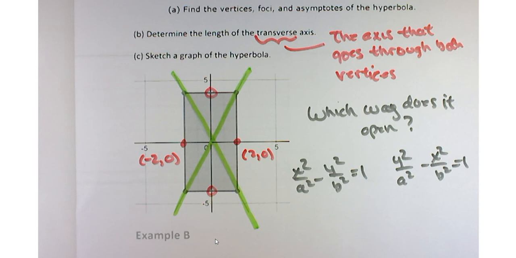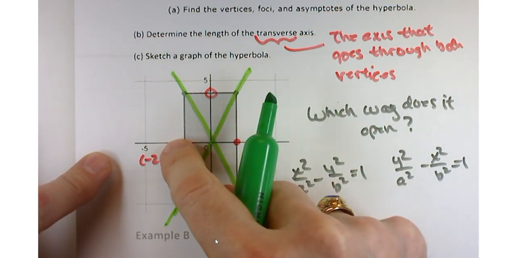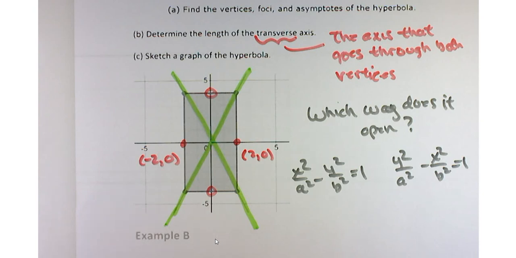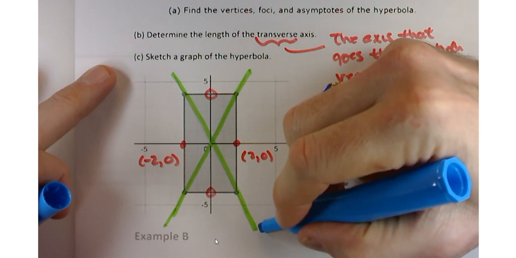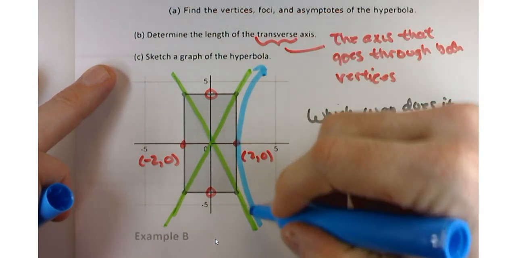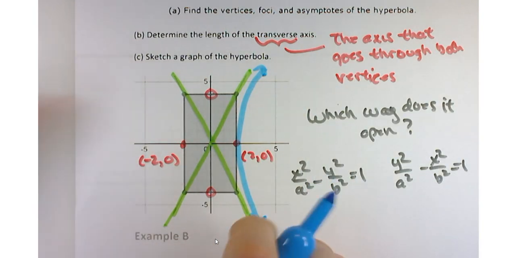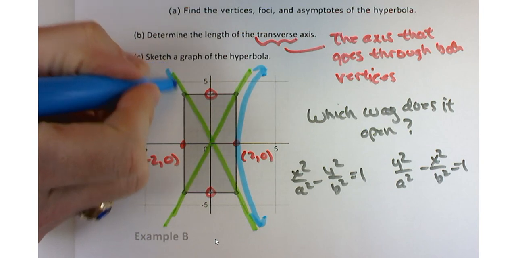Then we've got to draw two parabolas that face away from each other. Now those parabolas are going to intersect our box here at these vertices. So this parabola, this hyperbola I should say, is going to open to the left and to the right. So its graph would look something like that. And over here, same kind of thing.